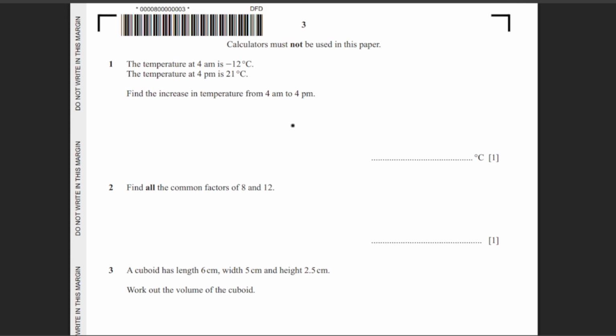Alright, so question number one: the temperature at 4 a.m. is -12, temperature at 4 p.m. is 21 degrees Celsius. Find the increase in temperature. This is a super simple question. It's going to be 21 minus -12. You're going to get 33 as the answer for that one.